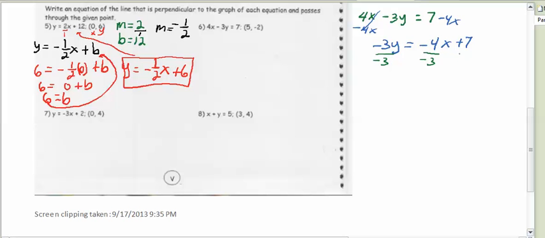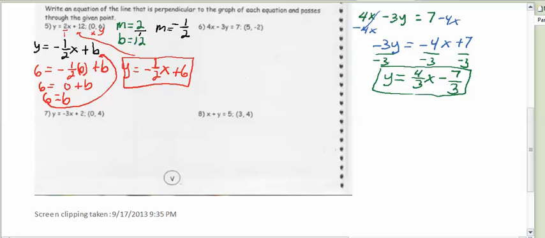Everything you see. So now I have y is equal to negative, negative and negative is positive, 4 over 3 x. Negative and positive is negative 7 over 3. Okay, that's our equation.